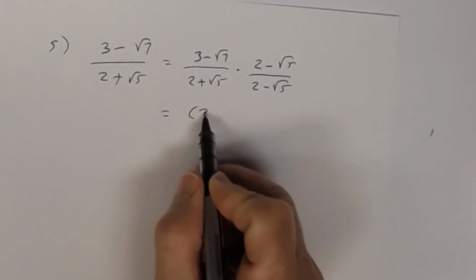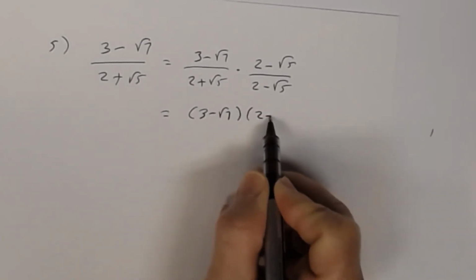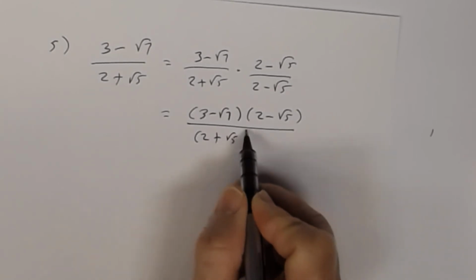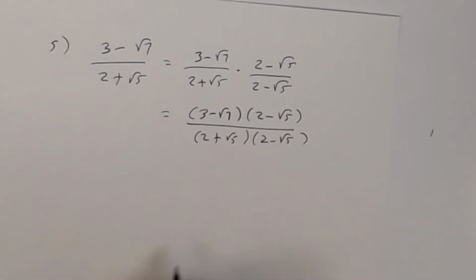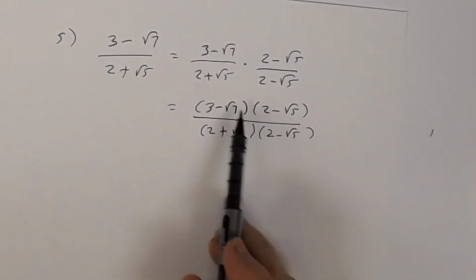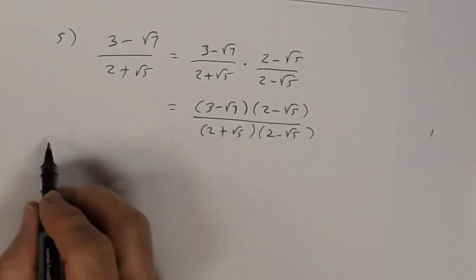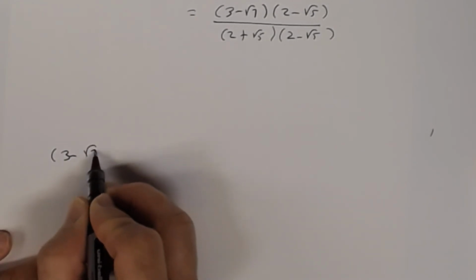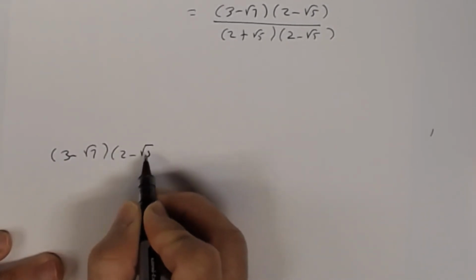Okay, so let's rewrite it like this first. I can write this as 3 minus the square root of 7 times 2 minus the square root of 5, divided by 2 plus the square root of 5 times 2 minus the square root of 5, right? Okay, and then let's go ahead and multiply this out. Let's do the numerator first, and we'll rewrite it down here: 3 minus the square root of 7 times 2 minus the square root of 5.